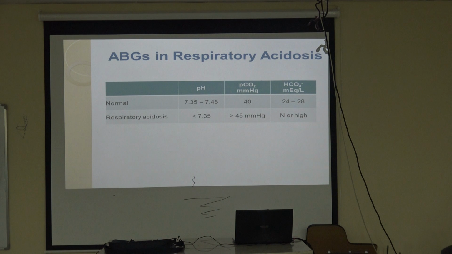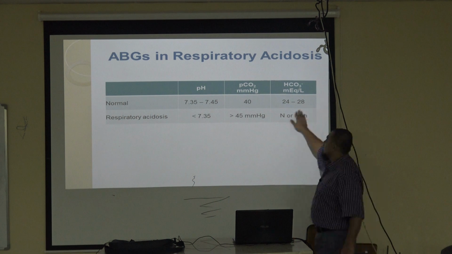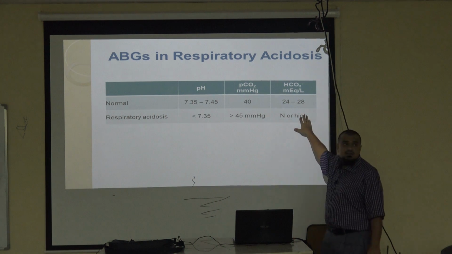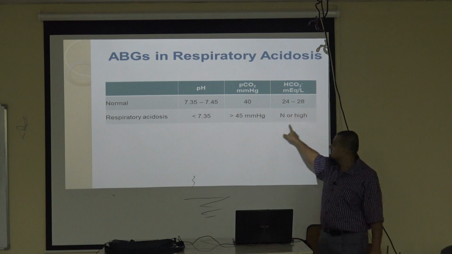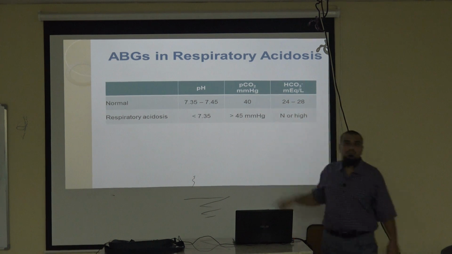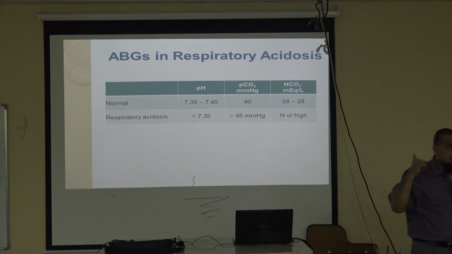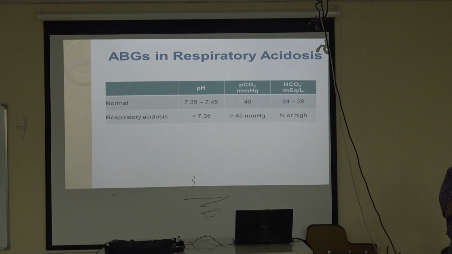And if you find the pH is still not normal, this is partial compensation. Clear? So this high will reflect compensation. Is it clear? This high will reflect compensation. So on the basis of this value, you will say the condition is non-compensated or compensated.